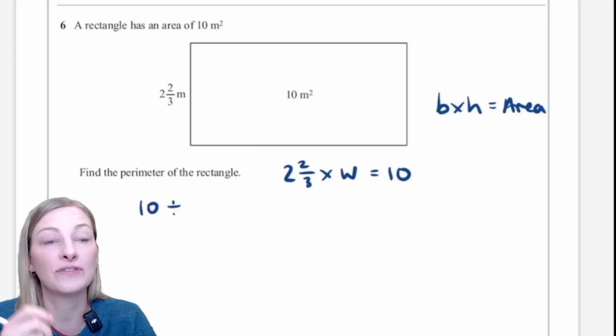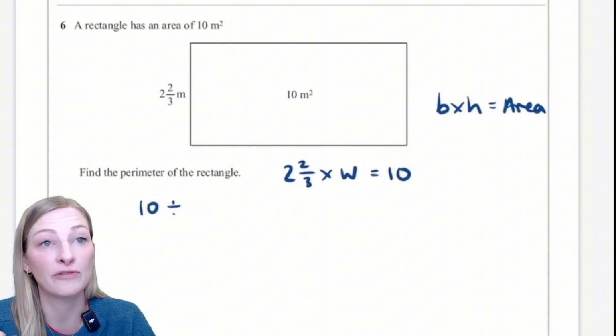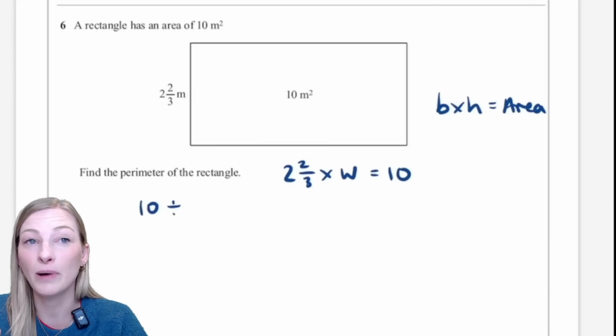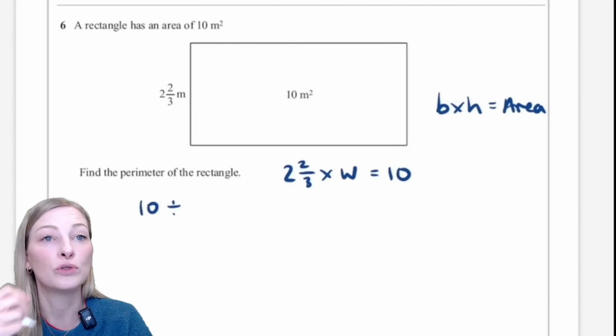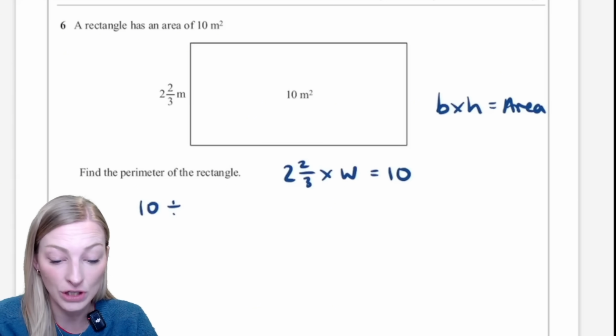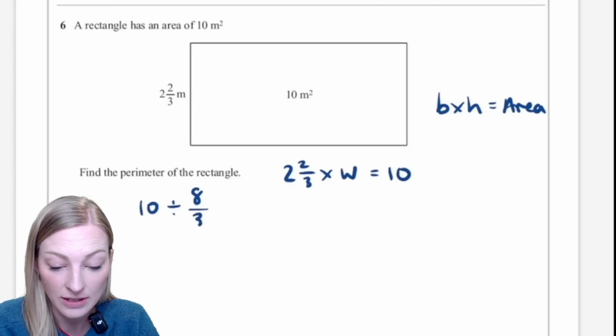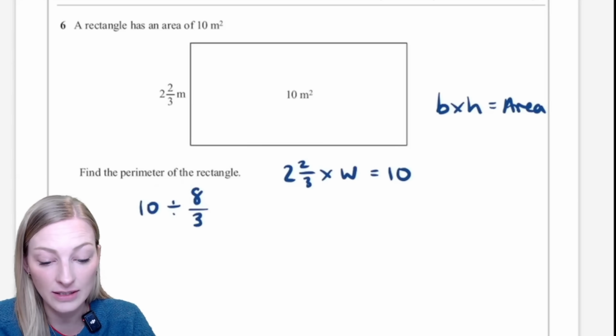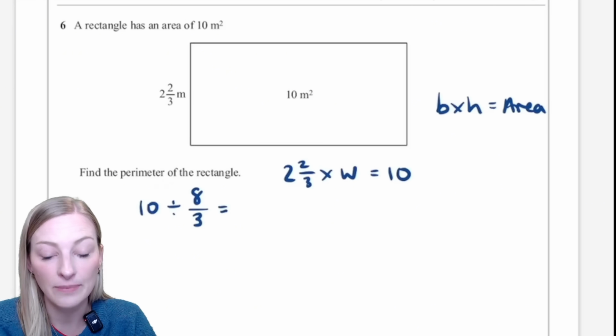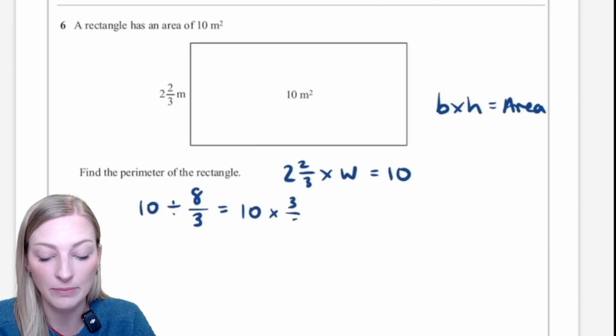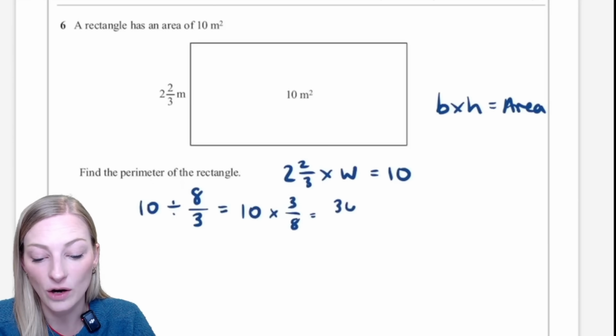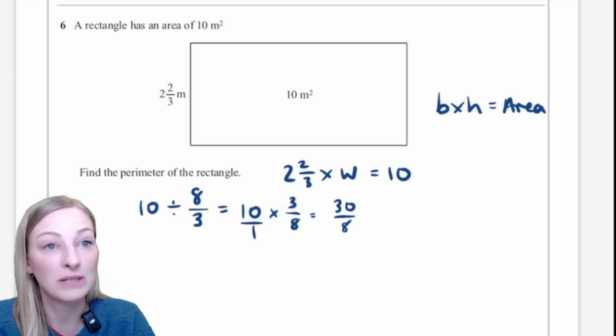Now 2 2/3 as a top heavy fraction or an improper fraction, we do big multiplied by bottom, add on the top. So 2 times 3 is 6, add the 2, this is 8/3. And 10 divided by 8/3, we're going to change, flip. When we divide by a fraction, it's the same as multiplying by the reciprocal. So this is 30/8. If it helps, you can always make it 10/1.